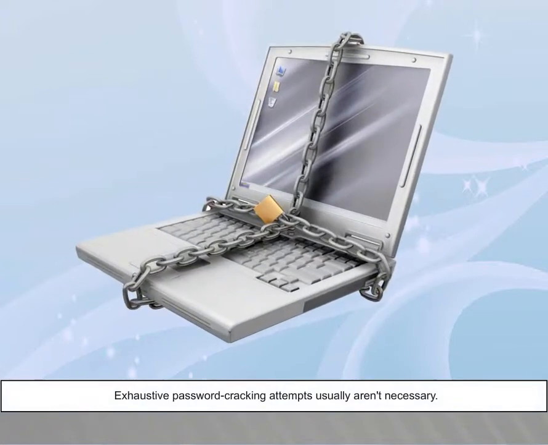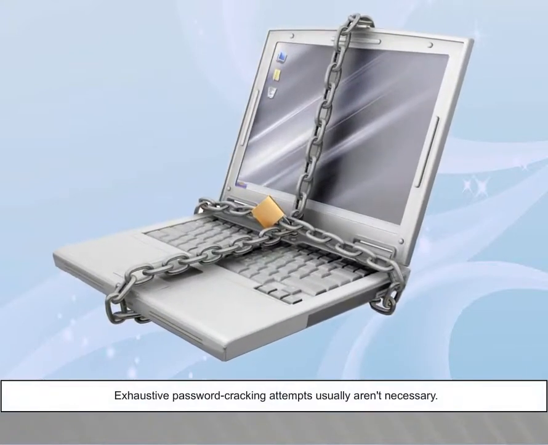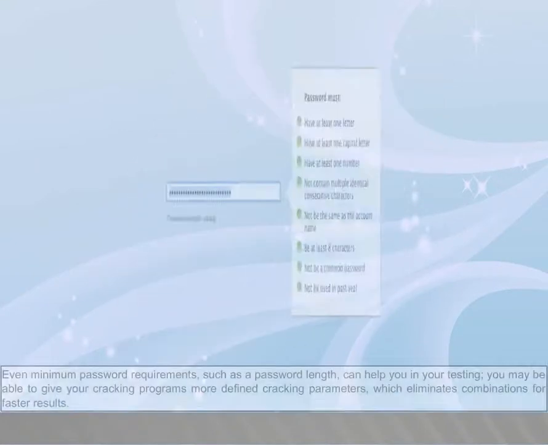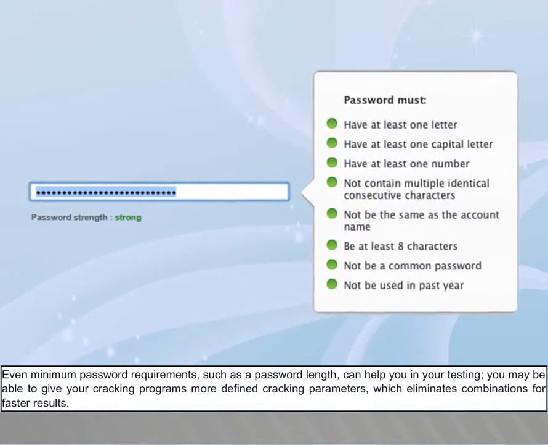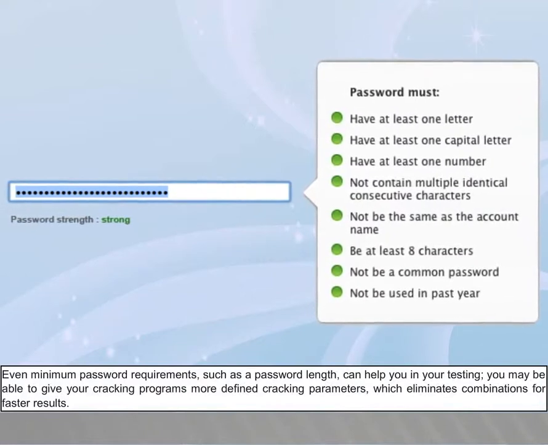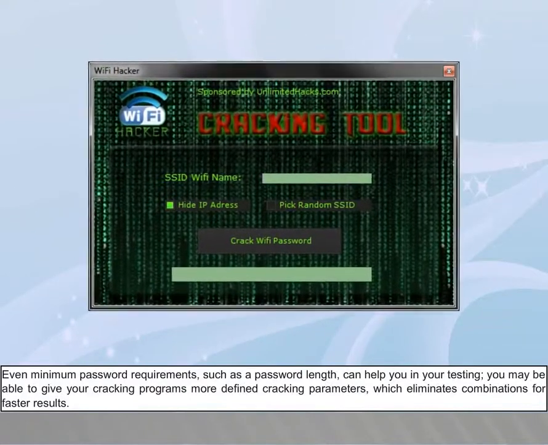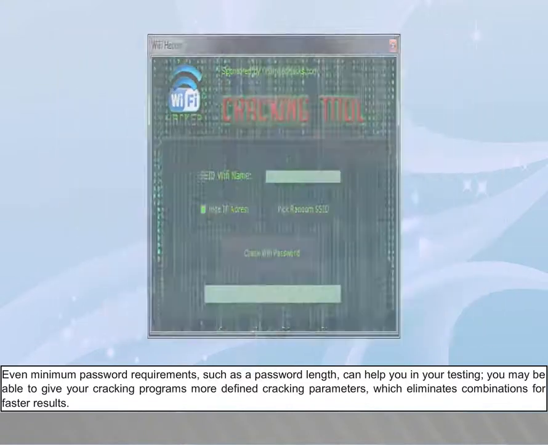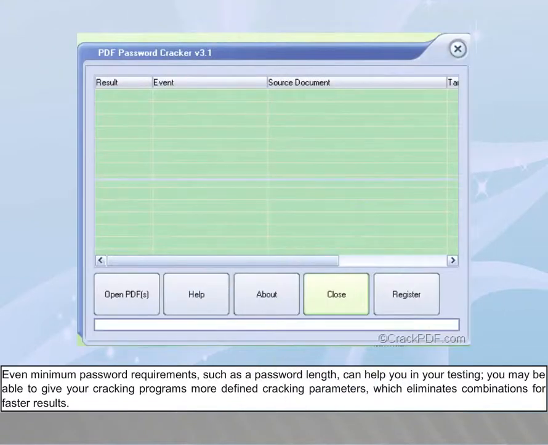Exhaustive password cracking attempts usually are not necessary. Most passwords are fairly weak. Even minimum password requirements such as a password length can help you in your testing. You may be able to give your cracking programs more defined cracking parameters, which eliminates combinations for faster results.